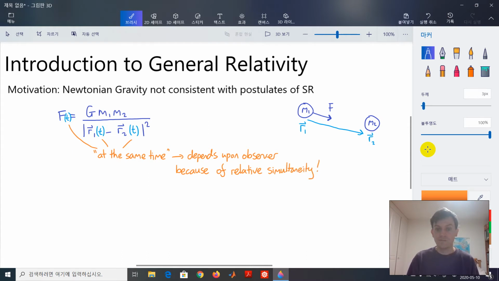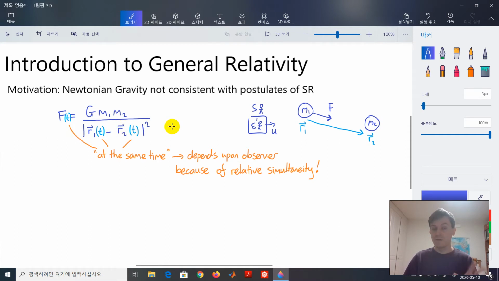Okay, and this is a problem because this means if one observer says that Newton's law of gravity like this is true, then another observer who is traveling with a different velocity, as we've seen before, S and S prime, if S says that this equation is true, then S prime, because he's traveling with a different velocity, will measure the positions at different times because of the relative simultaneity effect, and S prime therefore will not agree whether this equation is true or not.